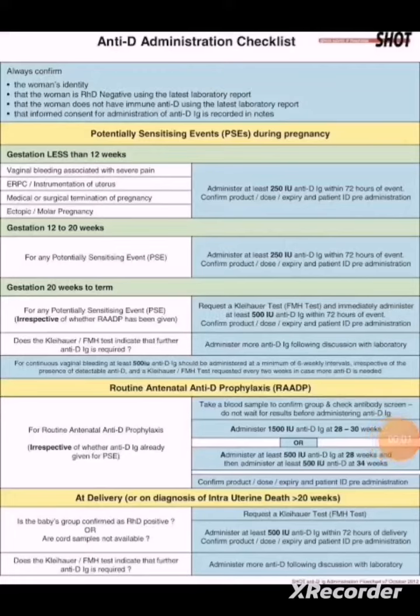Going to talk about a very important topic, which is Rhesus isoimmunization, and this is a problem which arises in an Rh positive fetus when that fetus is born to an Rh negative mother. So what is Rh positive and Rh negative?